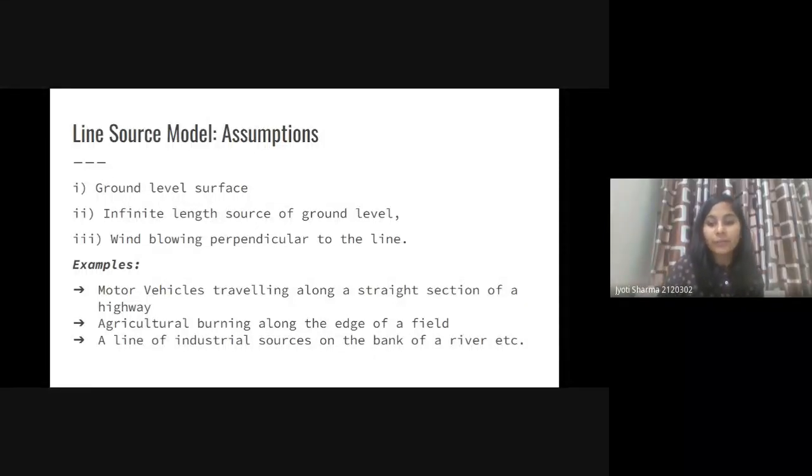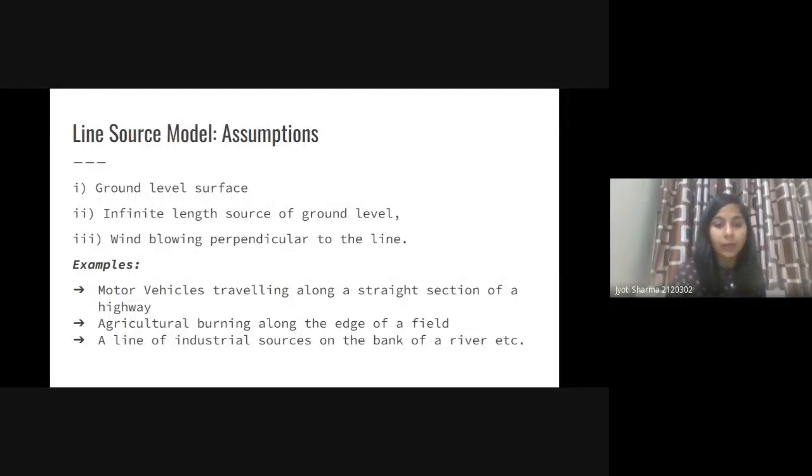Then third is where the wind is blowing perpendicular to the line. Okay, we have some examples. For example, a motor vehicle traveling along a straight section of the highway, or agriculture burning along the edge of a field, or a line of industrial sources on the bank of a river, etc. So these are the examples. So basically you've got to know what different assumptions we have, and what the direction of the wind speed is with respect to the moving car.